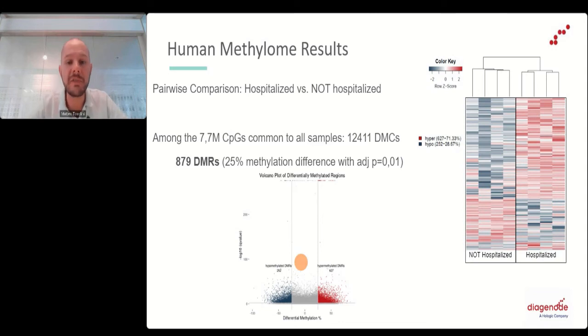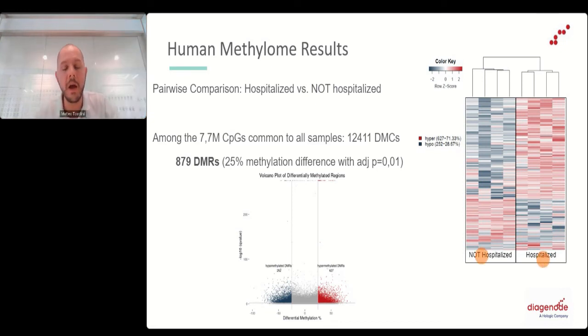And very interestingly, when we used those more than 800 DMRs to perform a heat map and a hierarchical clustering, we nicely observed that based on those 800 DMRs, using hierarchical clustering, we're able to discriminate and separate very well between the 4 samples that were not hospitalized versus the 4 samples that were hospitalized.